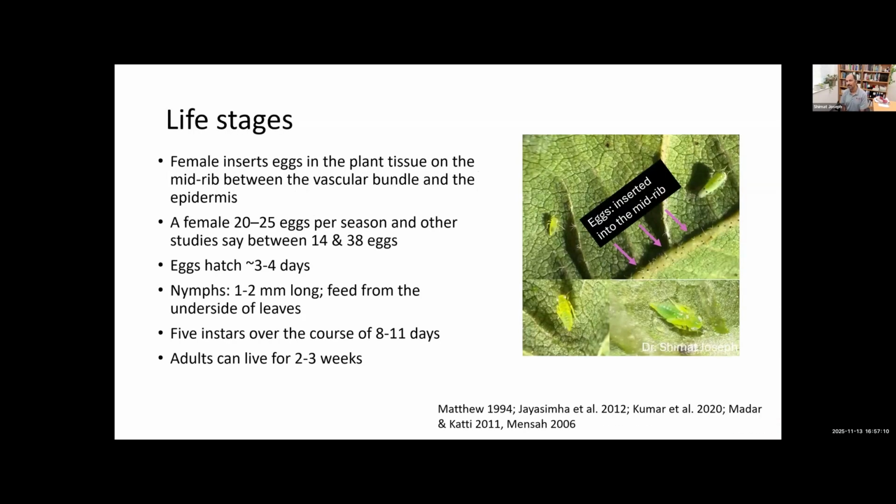So it starts with eggs. Eggs are laid in the midrib or the veins, and we won't see the eggs at all from outside because they punch inside the midrib area or the veins in this region. They lay about 20 to 25 eggs, or 14 to 38 eggs, depending on what we have seen. Different papers talk about that. There is a range, but at least it says 14 eggs to a maximum of 38 eggs that you can expect from a female.